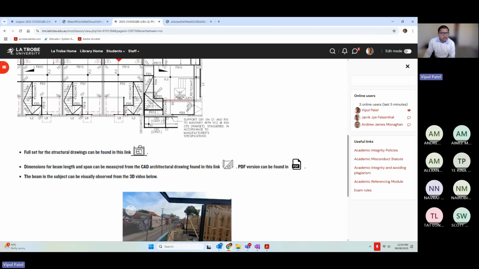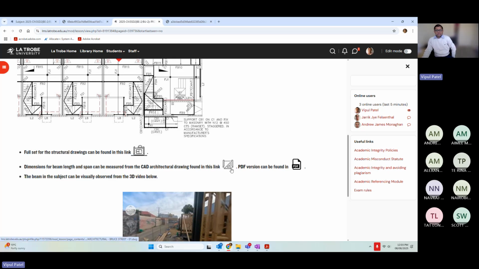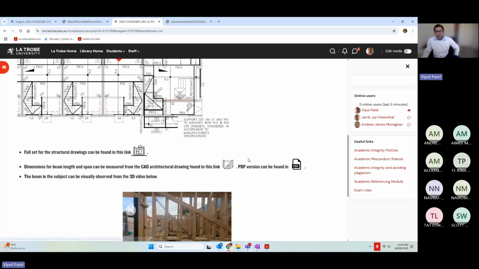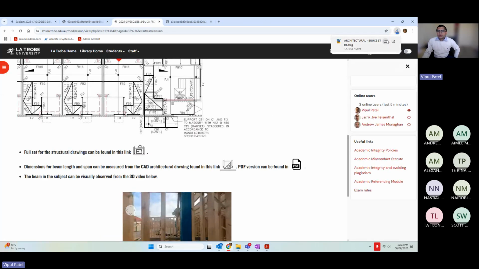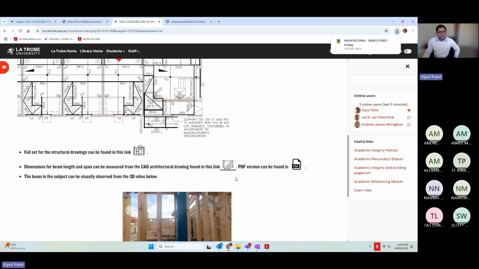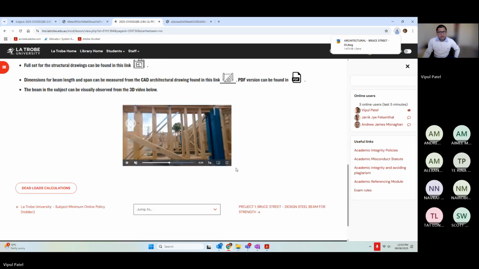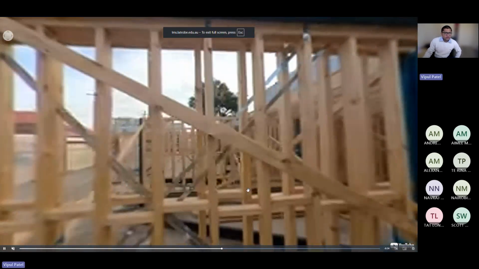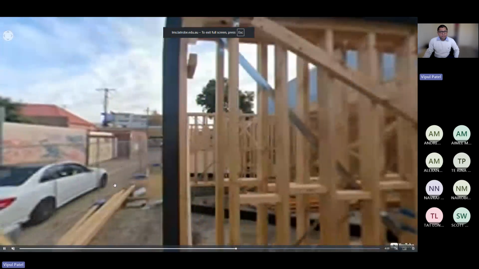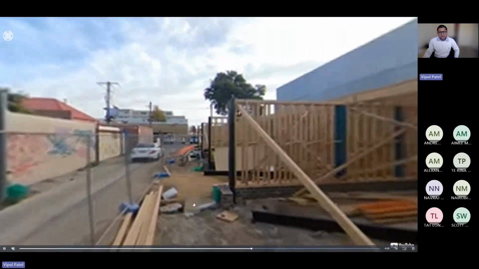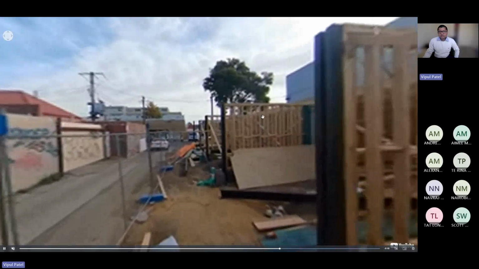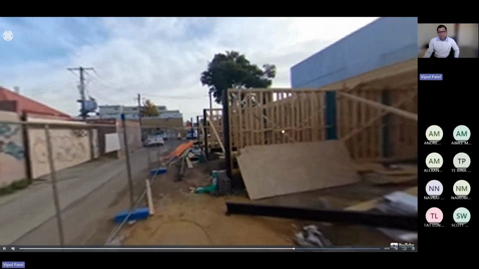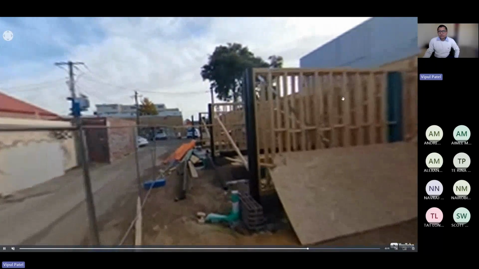The dimensions of the beam, its length and spans, are measured using the CAD architecture drawing. So let me open the architecture drawings as well, and I can show you how they look. In these YouTube video links, as you're going to see, these are the constructions at this stage. They are going to put the beam here. The beam has probably not come yet, in the next steps. I'm going to show you where the beams are.